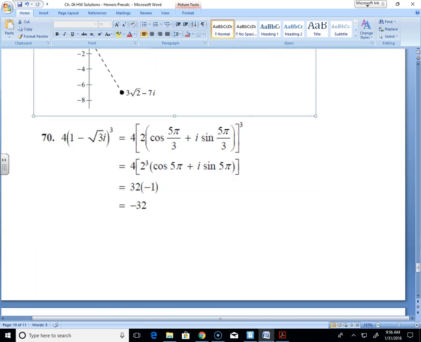Number 70, what theorem did you guys use? De Moivre's, good. And De Moivre said raise the r to the power, so that's why, hold on, we have to get the r first, right? How'd you guys get r?